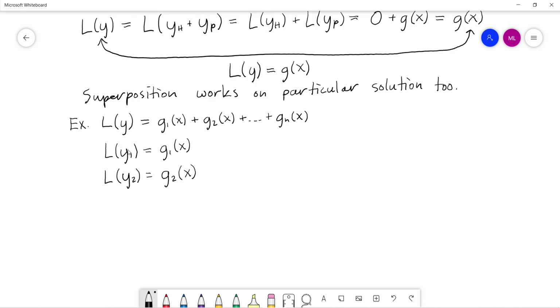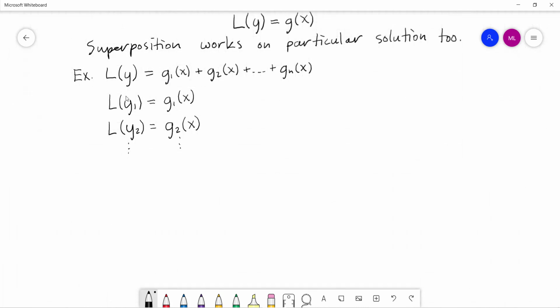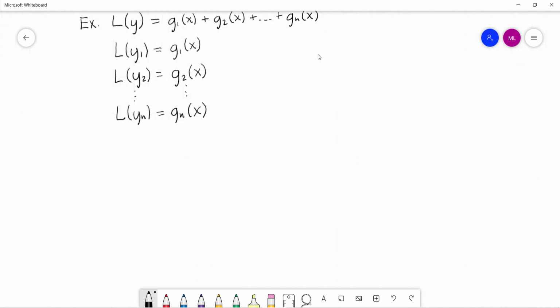So basically I'm suggesting maybe we can find a function that solves, if we ignored this part, we could find a y1 that would just solve this equation. If we ignore this part, we could find a different y2 that solves just this equation. And so on and so forth. Basically find one solution that gives us each piece of the non-homogeneous part. And then we can basically put it together.